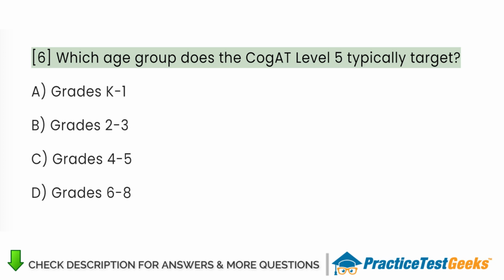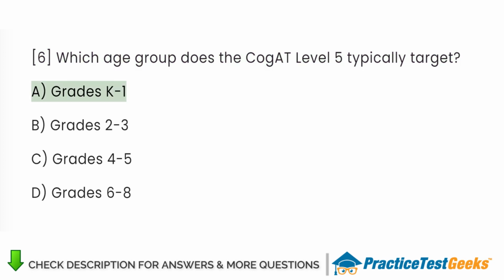Which age group does the CogAT Level 5 typically target? A. Grades K1. B. Grades 2 to 3. C. Grades 4 to 5. D. Grades 6 to 8.